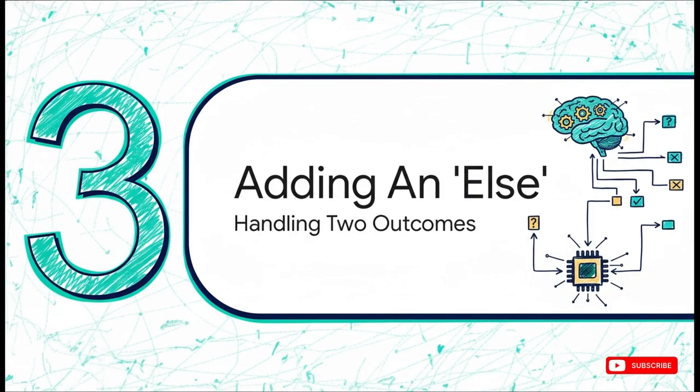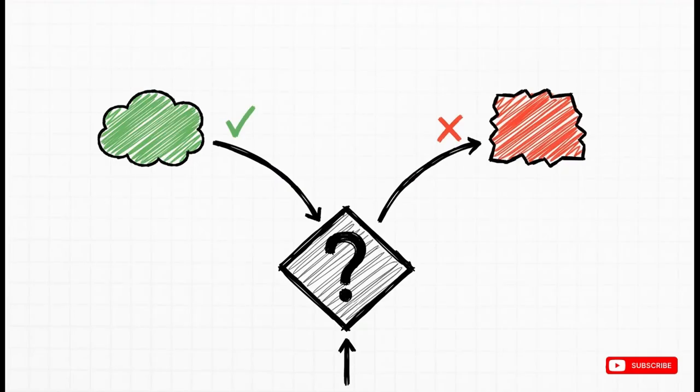Now, the if statement is awesome, but it only really handles one outcome: what to do when something is true. What if you want to give the program a specific instruction for when the condition is false? Well, that's where its best friend, else, comes into the picture. This is where things get really useful.